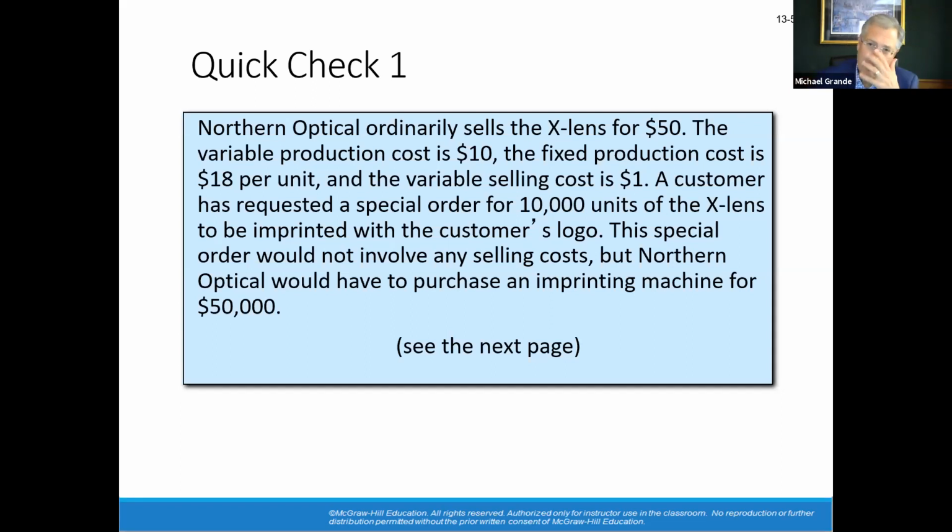So let's think about it. They're going to have revenue that comes in at some price. We don't know what that is yet. They will definitely have the variable production cost at $10 a unit. They will not have the dollar of variable selling costs, and the fixed production cost is irrelevant. We can ignore it because it's there whether or not they accept the special order. But the last item is they have to buy a special machine for $50,000 if and only if they accept the special order.